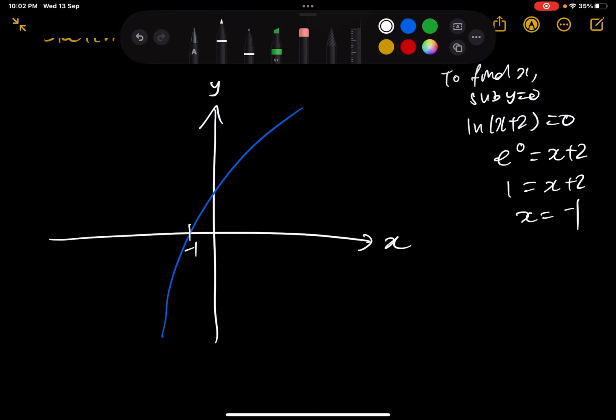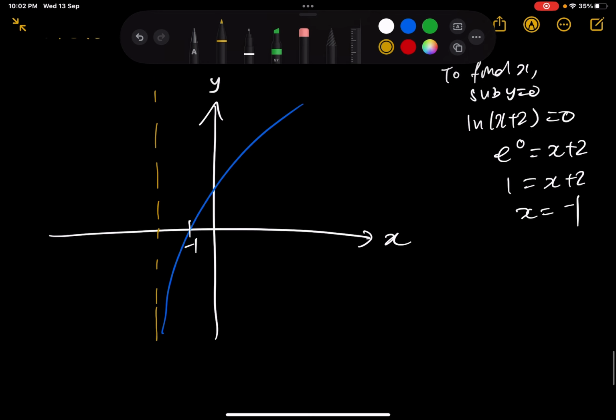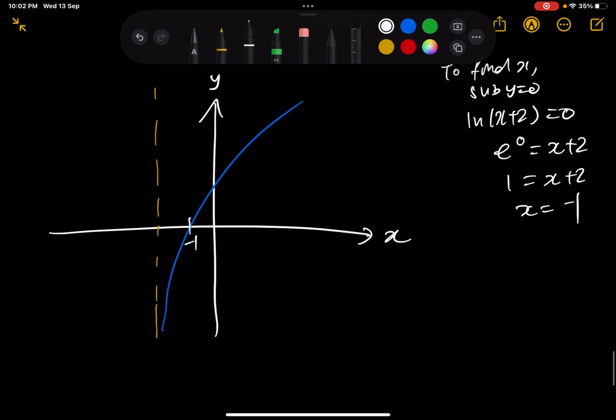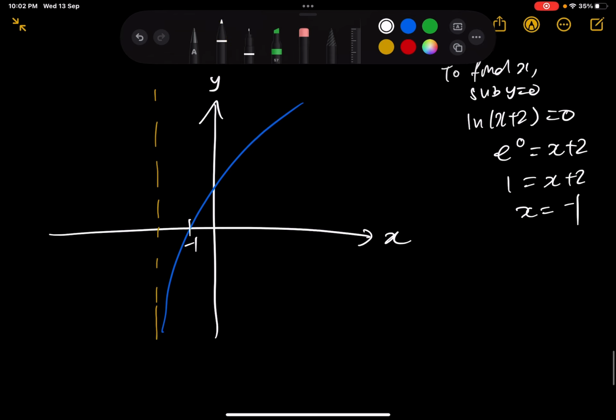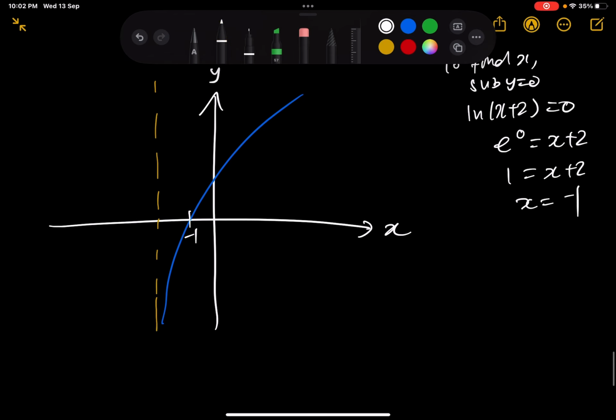I know that when there's a log graph, there will definitely be an asymptote. So my asymptote, just draw first. How do we find the asymptote? Before I find the asymptote, I want to find where the graph cuts the y-axis, the y-intercept. When I want to do that, I sub x equals 0, so y equals ln(0 plus 2). So y equals ln 2. So here is ln 2.